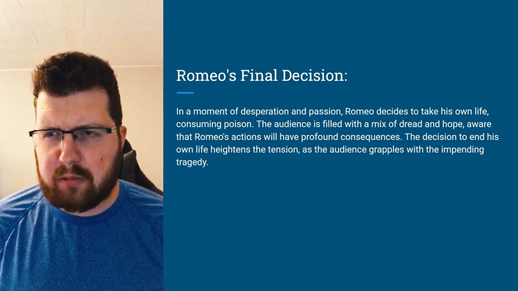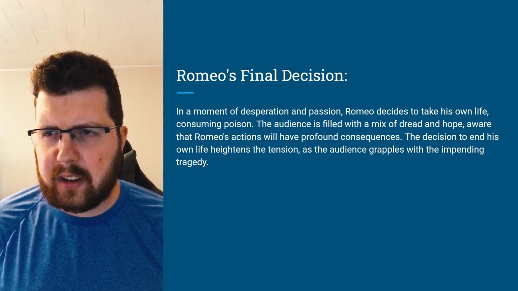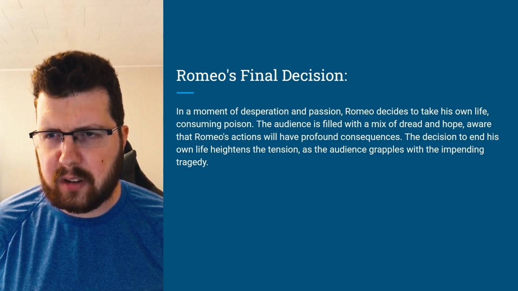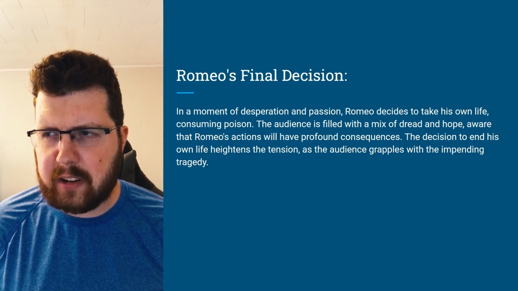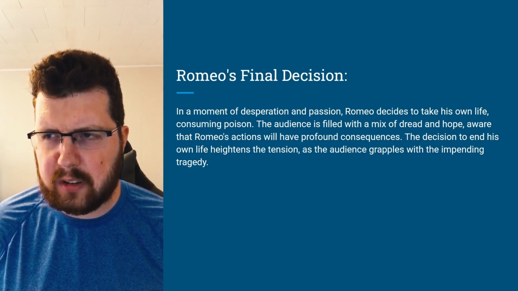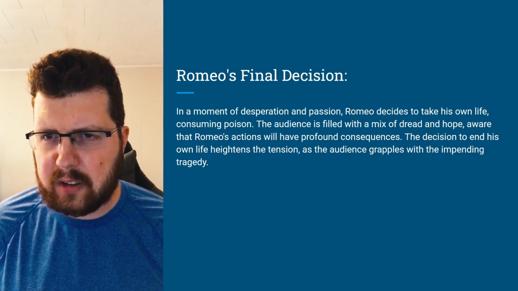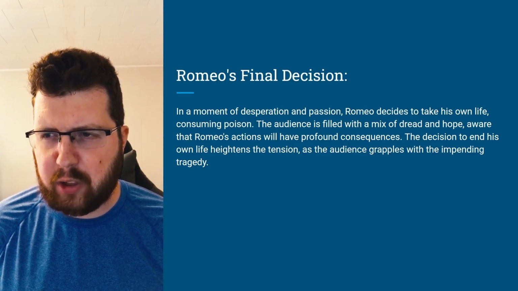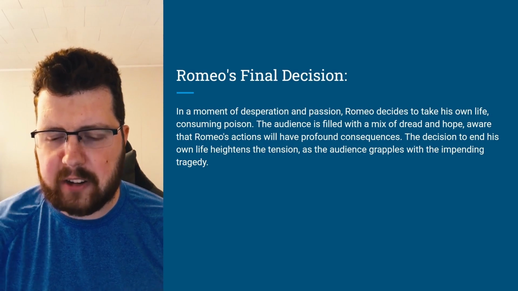In a moment of desperation and passion, Romeo decides to take his own life, consuming poison. The audience is filled with a mix of dread and hope, aware that Romeo's actions will have profound consequences. The decision to end his own life heightens the tension as the audience grapples with the impending tragedy.